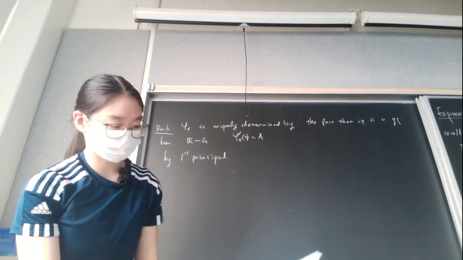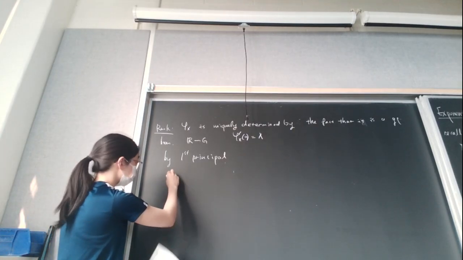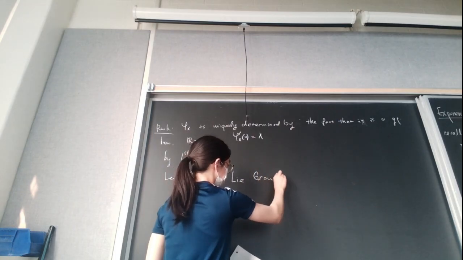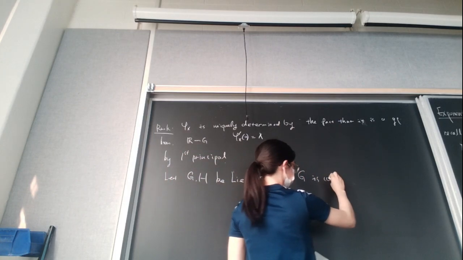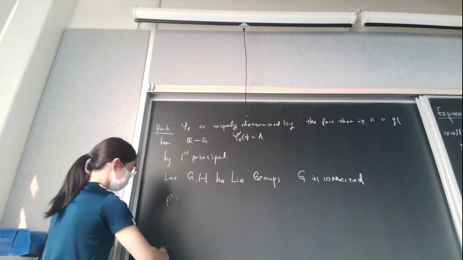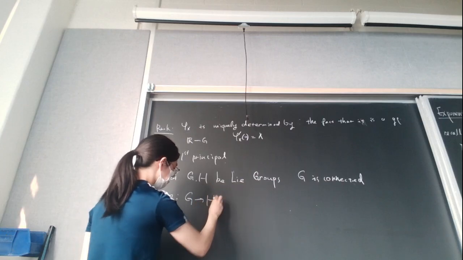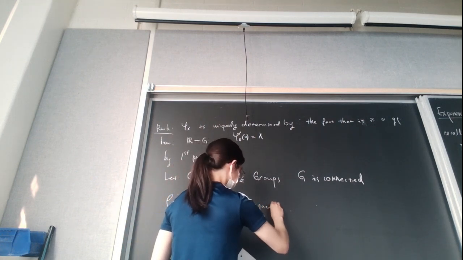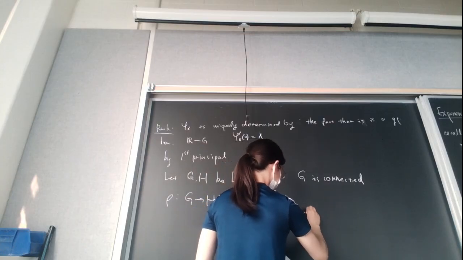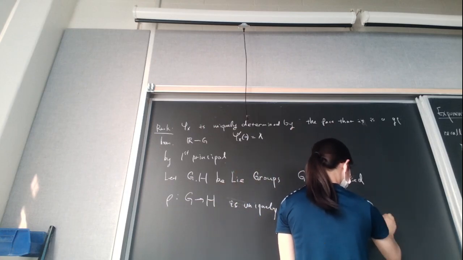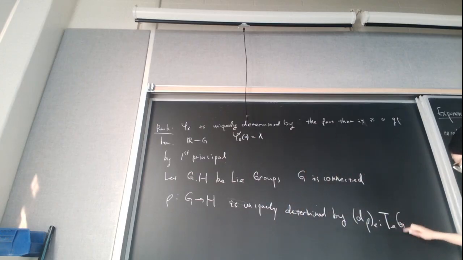I will just write it down. What we said last time is: let G and H be Lie groups, with G connected. A group homomorphism rho from G to H is uniquely determined by d rho at identity, from the tangent space of G at identity to the tangent space at identity of H.